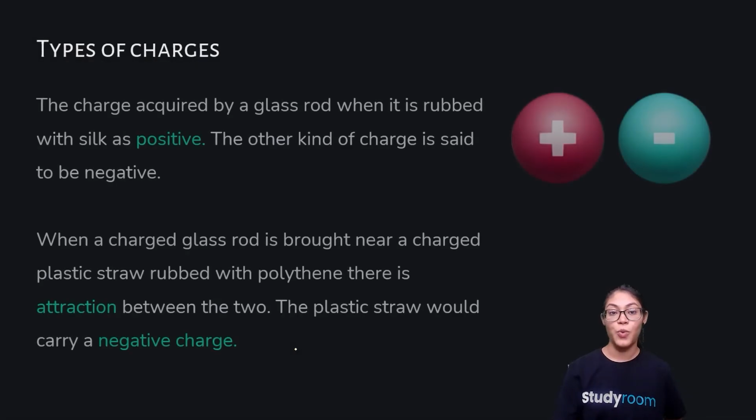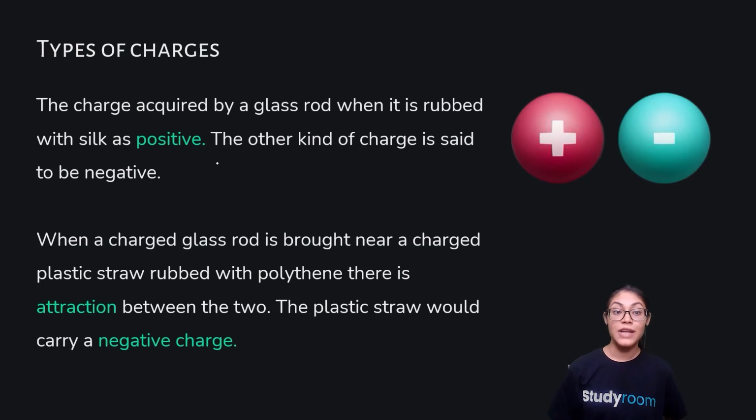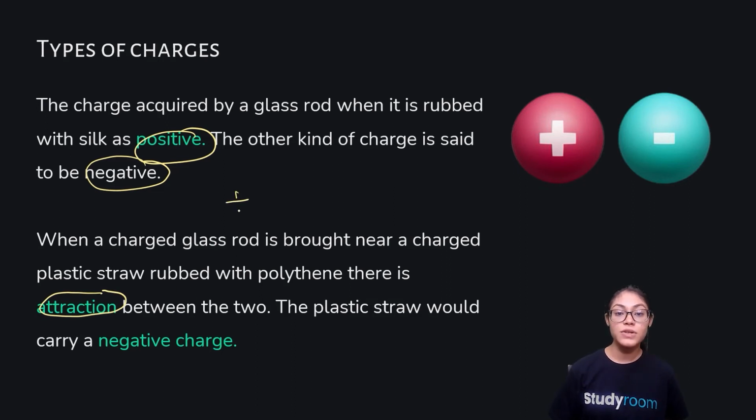Right? So, from all these activities, let's see what the types of charges are. The charge acquired by a glass rod when it is rubbed with silk is positive. The other kind of charge is said to be negative. So there are two kinds of charges, one is positive and one is negative. When a charged glass rod is brought near a charged plastic straw rubbed with polythene, there is attraction between the two, because one must be possessing a positive charge and one must be possessing a negative charge, and positive charge and negative charge always attract each other. So we can say that the plastic straw would carry a negative charge. Correct?